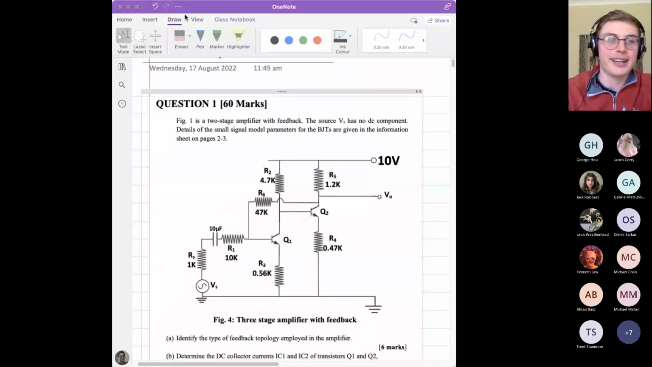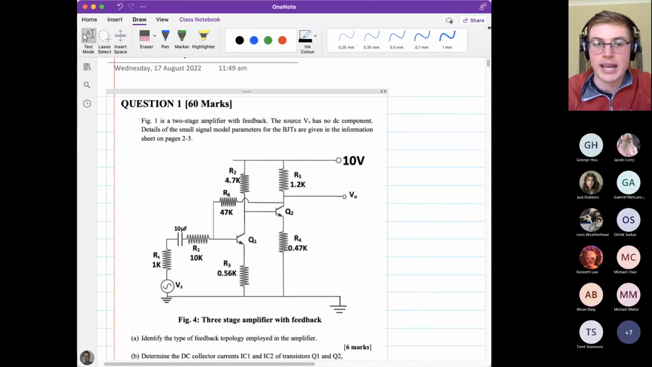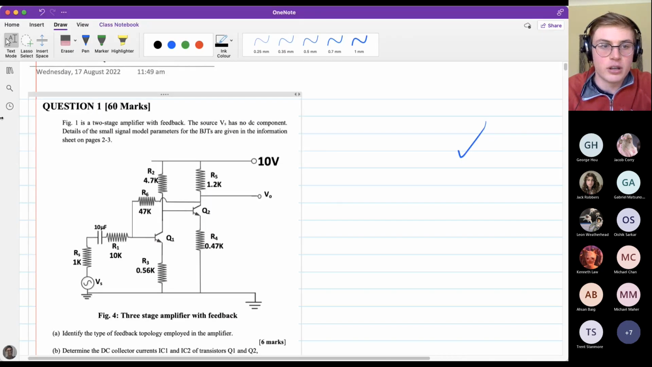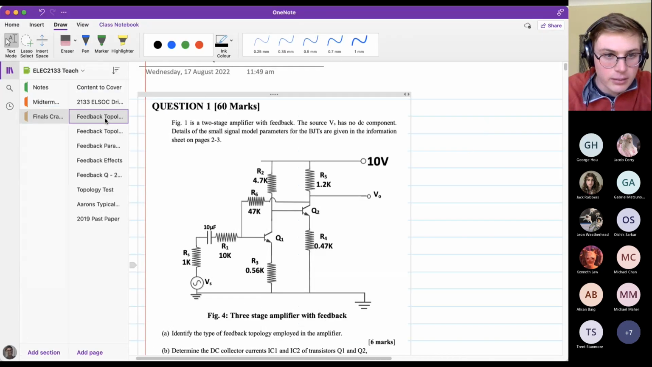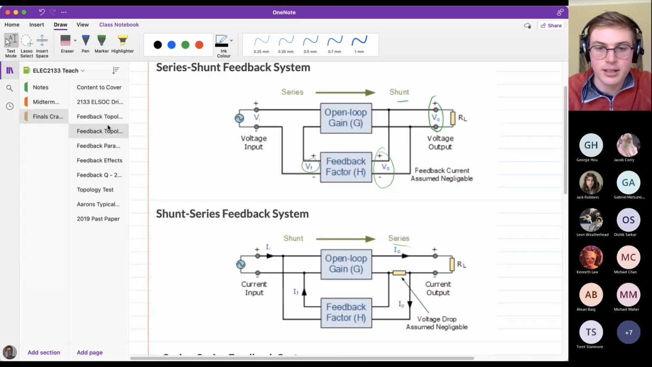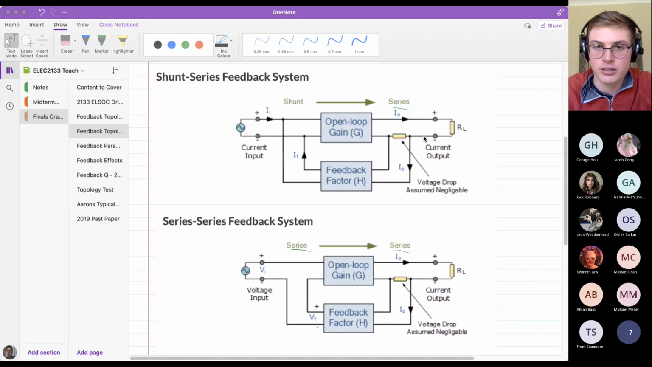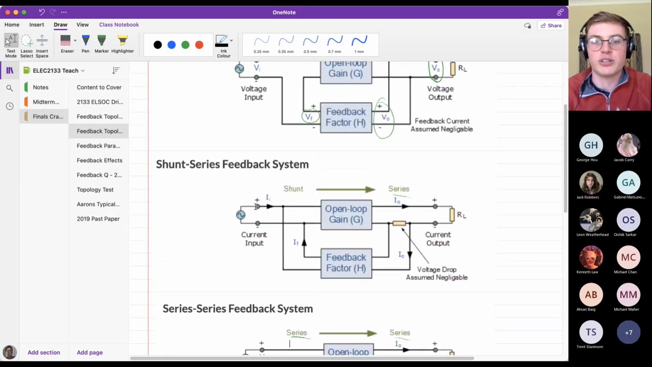Cool. Okay. So hopefully that was a bit informative from someone who's been there, done that. Now let's get back and have a look at some more feedback. I forget where we were at. We were talking about how to identify the different types of feedback topologies that we've got. Next, we need to be able to put parameters onto those.